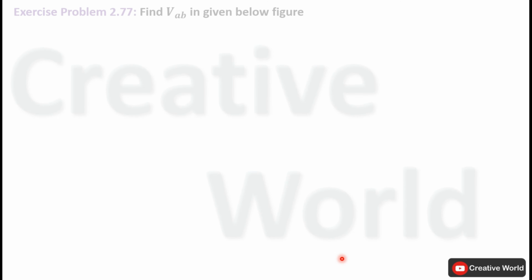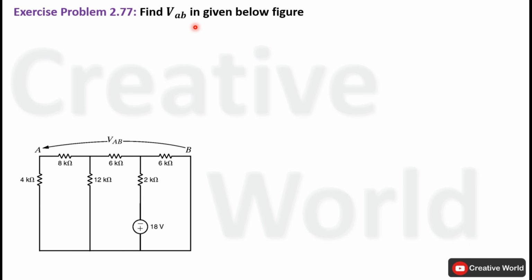Now move towards the problem. Exercise problem number 2.77. Find voltage VAB in the given figure. This is the circuit diagram of the given problem. Inside this network, we have to find the voltage between these two points labeled as VAB.